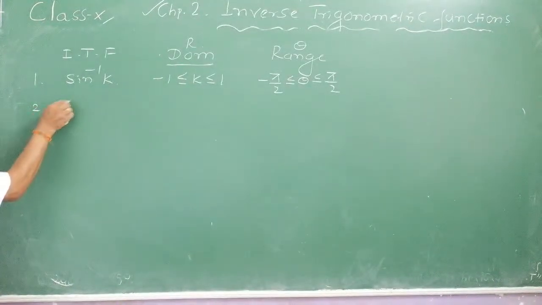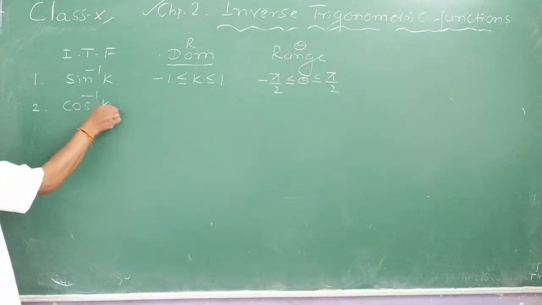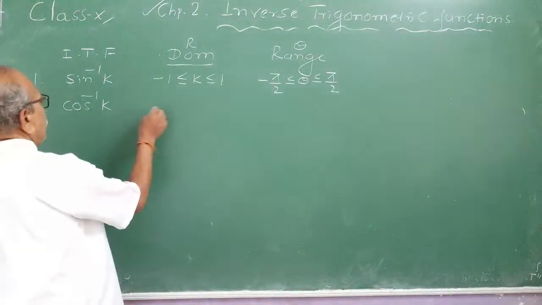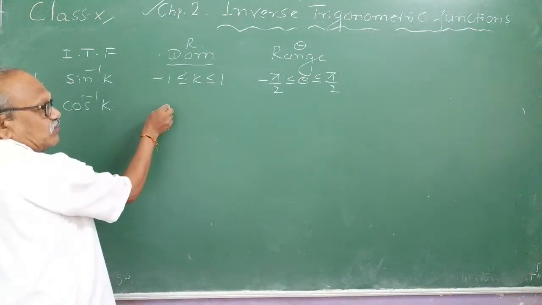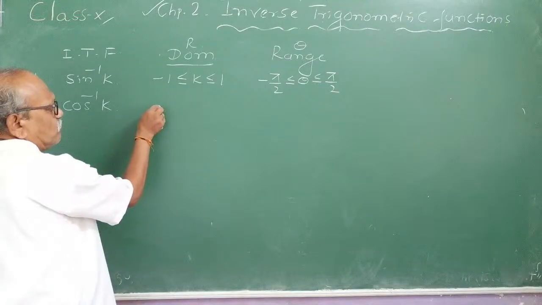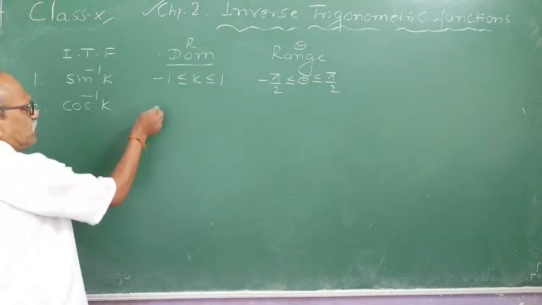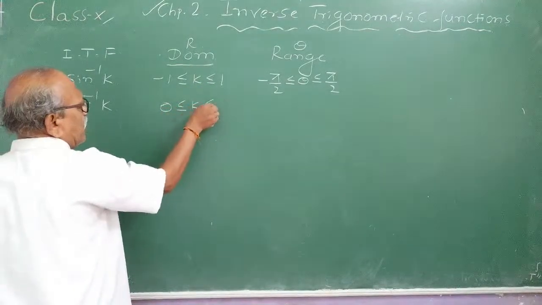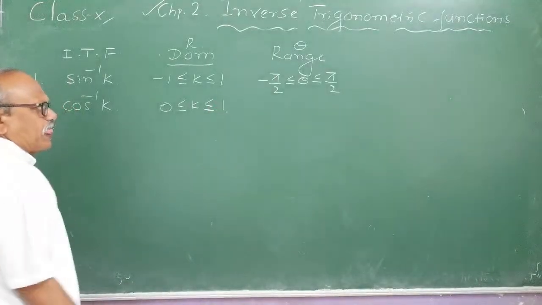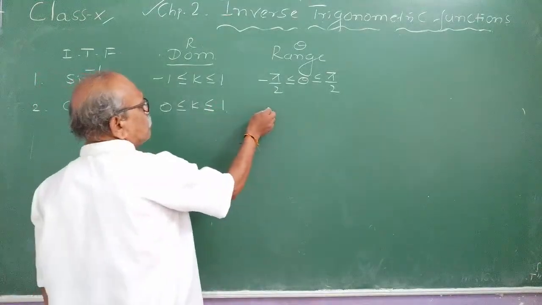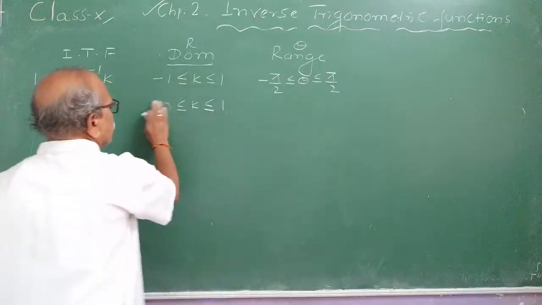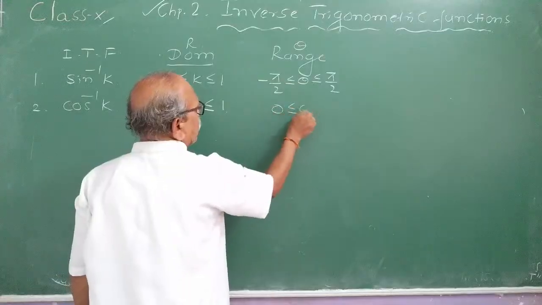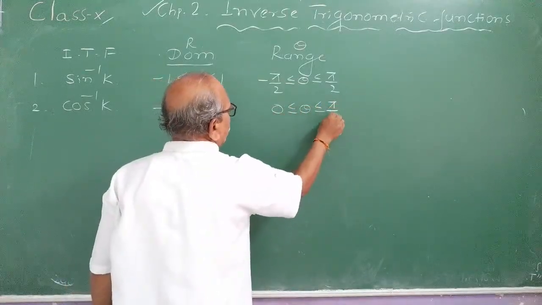Second definition, we will write cos inverse k, where k is a constant, a real number. Domain: cos inverse k should have, what is the lowest value? Range is 0 to pi. Minus 1 is less than or equal to k, k is less than or equal to 1. You get the value theta, minus 1 to plus 1. Theta lies between 0 is less than or equal to theta, theta is less than or equal to pi.